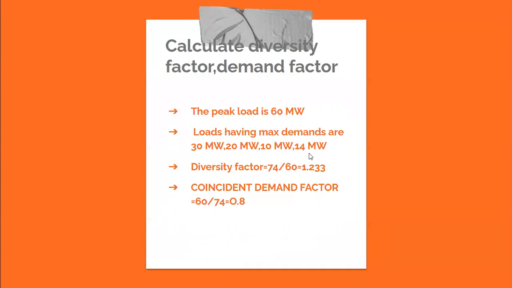Okay, so how much is the diversity factor? As we had defined, the diversity factor is the summation of the maximum demands in the numerator. So 30 plus 20 plus 10 plus 14 comes to 74. That is in the numerator, and the peak demand is 60 megawatt, so that is 1.233. Okay, so that gives us the diversity factor. In other words, the coincident demand is not unity, it is 60 upon 74, which is 0.8.